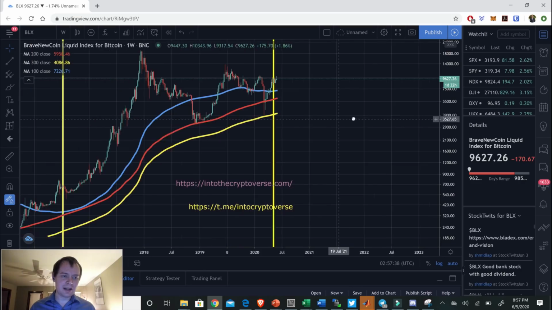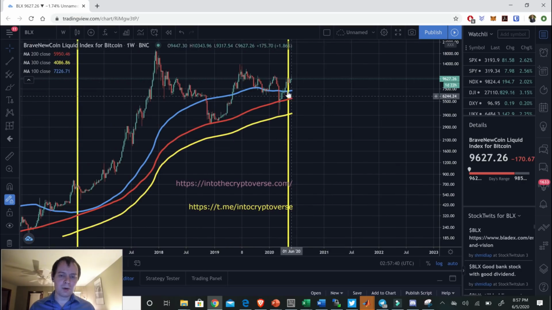So the top line here is our 100-week moving average. This is around $7,200. This is why you see a ton of people in the market saying they see a retracement back down to 7,200, or at least this is one of the reasons. There's a few other reasons as well. But this could be a potential support area. But if we drop back down to the 200-week moving average, this is around $6,000.